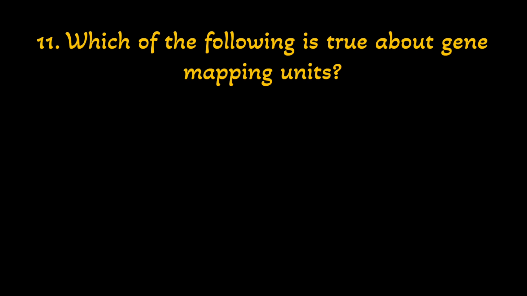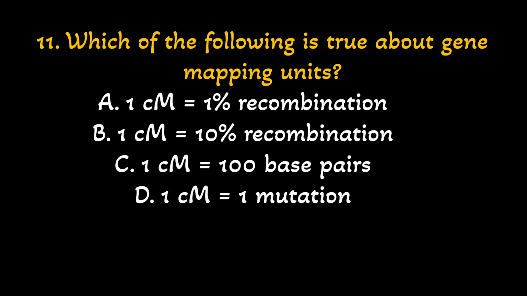Now let's see question 11. Which of the following is true about the gene mapping unit? Again the 4 options will be displayed to us and we have to find out which among the 4 is true about the gene mapping units. The first option, A, is 1 centimorgan is equal to 1% recombination. B is 10% recombination, C is 100 base pairs, and D is 1 mutation.